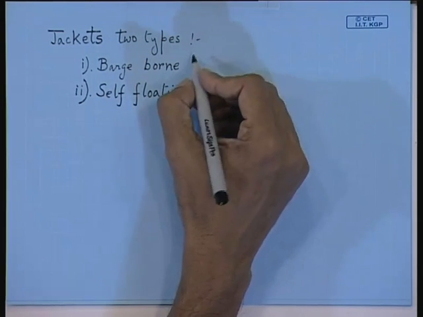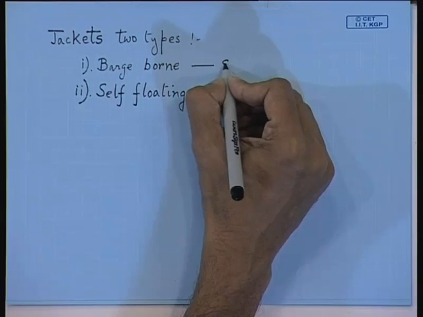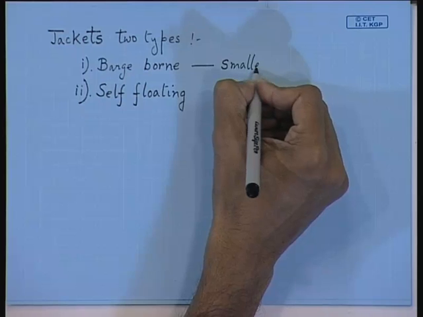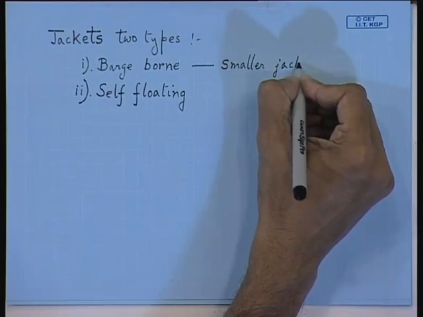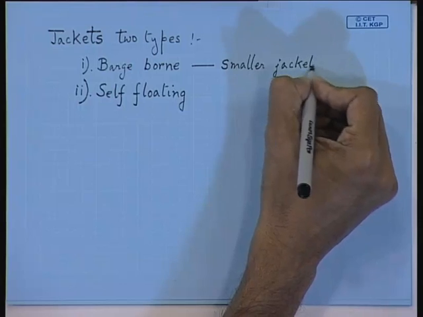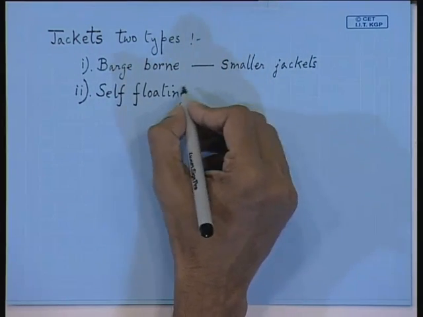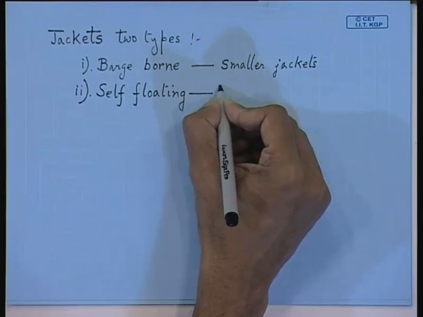Now the barge borne ones, these are the smaller categories or smaller jackets. The name comes from the type of launching that you are going to use. Now self floating are the larger jackets.